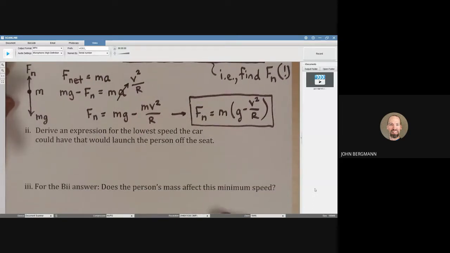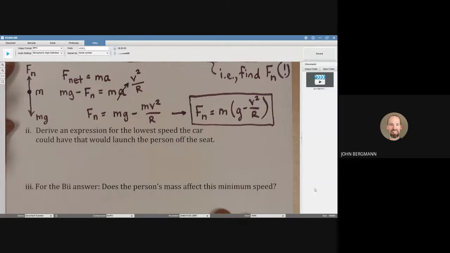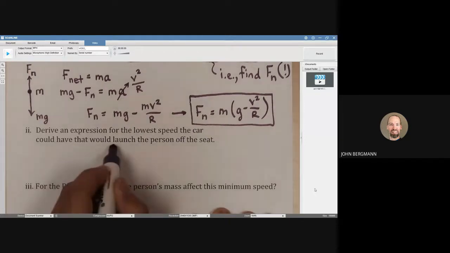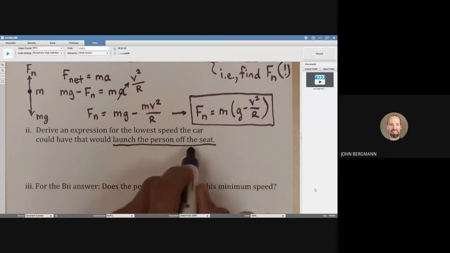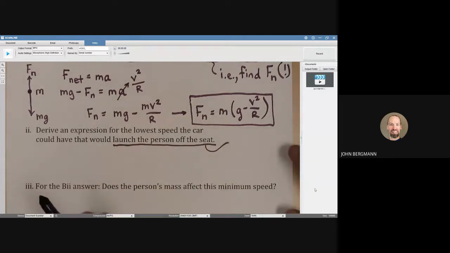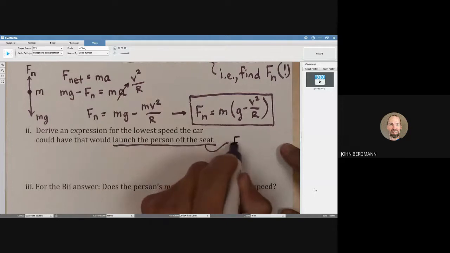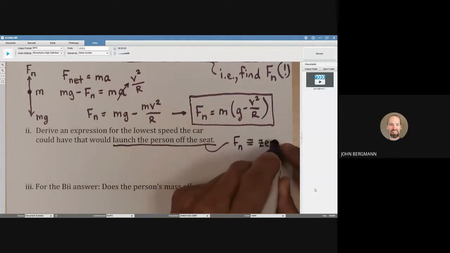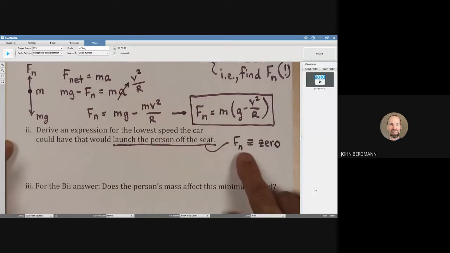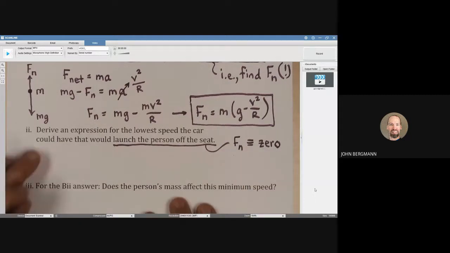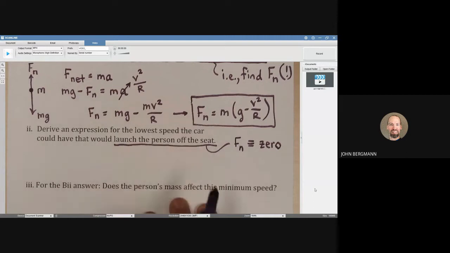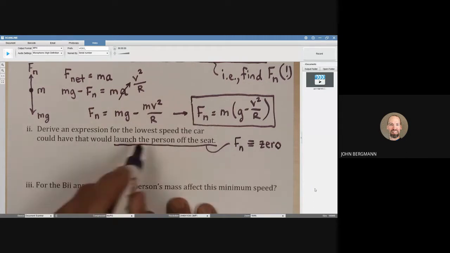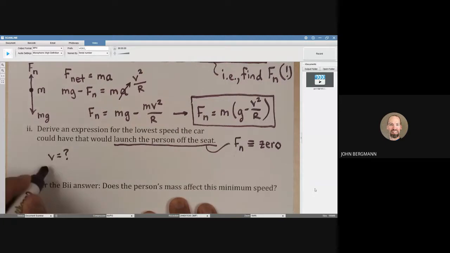How about number 2? Derive an expression for the lowest speed the car could have that would launch the person off the seat. What does that mean? If the person is launched off the seat, what's the normal force? There is no normal force. The seat isn't touching the person anymore. The normal force would be 0. So to solve this second part, we're going to set the normal force equal to 0 and solve for v.